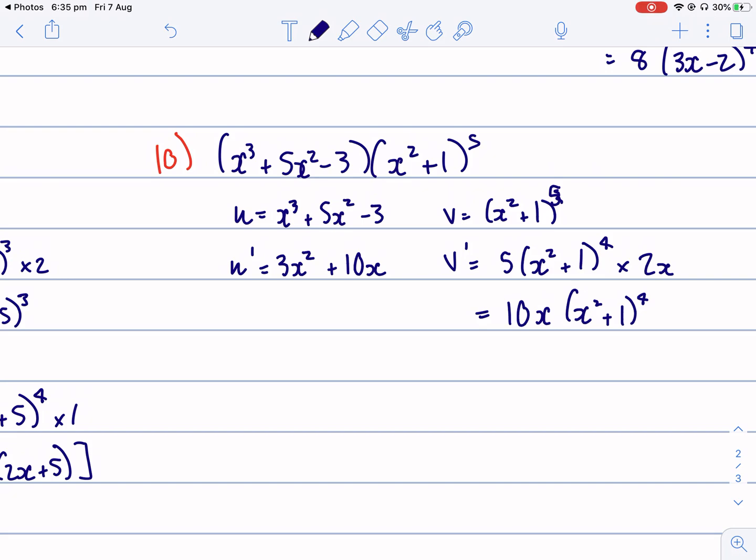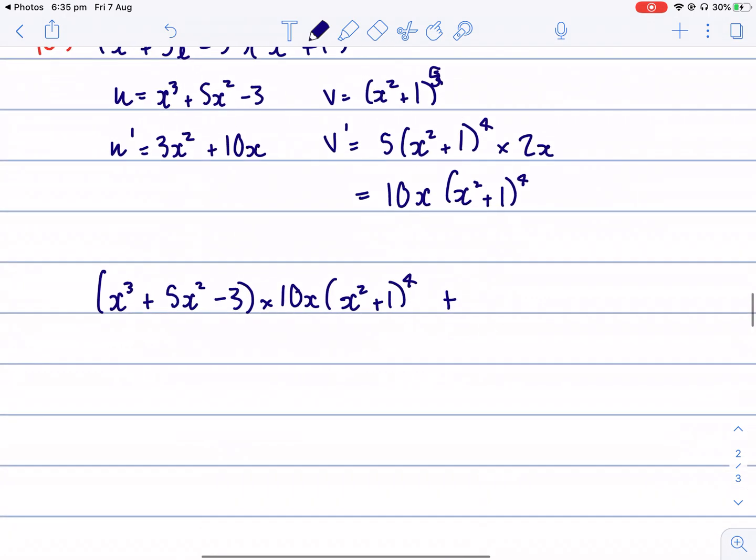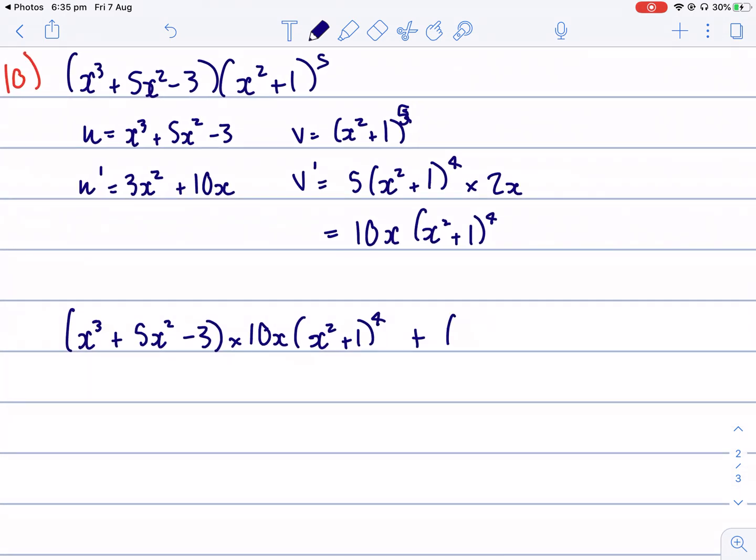So when I come to derive it, I've got (x cubed plus 5x squared take 3) times 10x (x squared plus 1) to the 4 plus (x squared plus 1) to the 5 times (3x squared plus 10x). So what goes into both of those? Well, obviously I've got (x squared plus 1) to the 4, and I can also take x out.